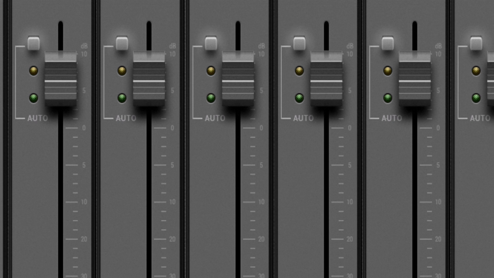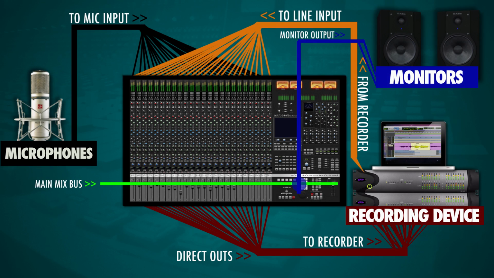When we are actually recording, it is wise to monitor the level and the signal which comes from the recorder back into the console, so we can see if it's been recorded properly. We're then actually monitoring the line levels which come back from a recording device.